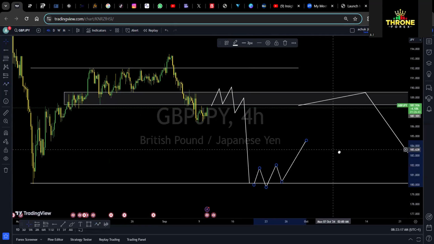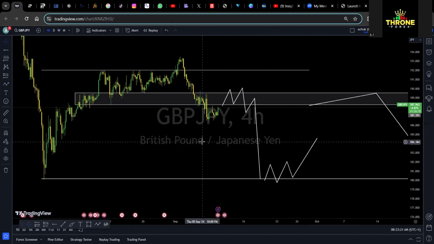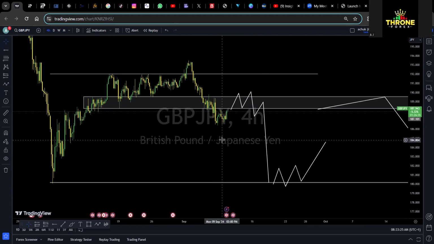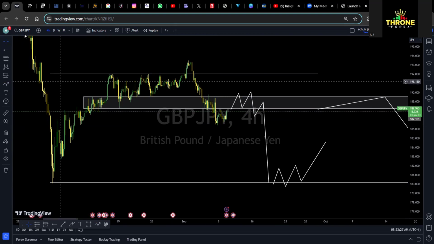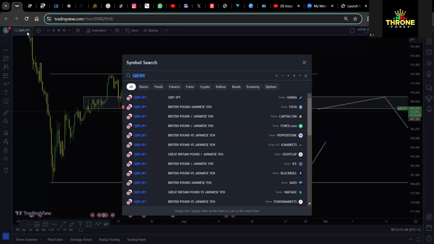So this is what we have on GBPJPY. The rest of what we have to do is just patience, patience to be able to get the correct entry. So let's go to the next pair that we would like to trade, and that is going to be NAS100.